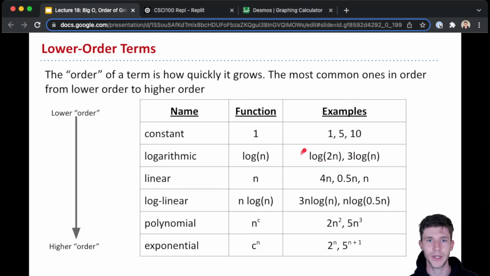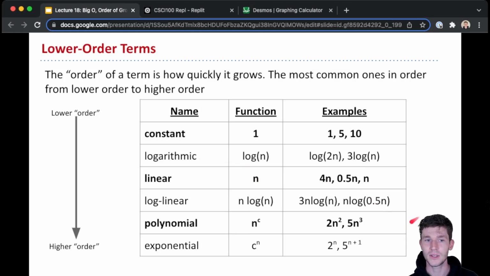And so I show these on the right. All of these are examples of things that are of the given order. So 1, 5, and 10 are all constant because there's no n involved. Log 2n, 3 log n, those are all examples of logarithmic functions. 4n, half n, just n, those are all linear, so on and so forth.